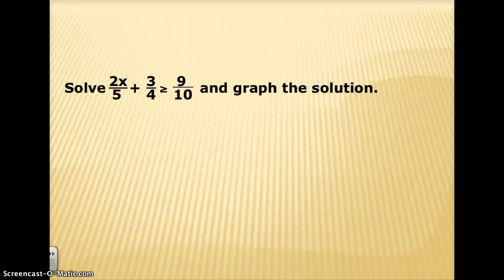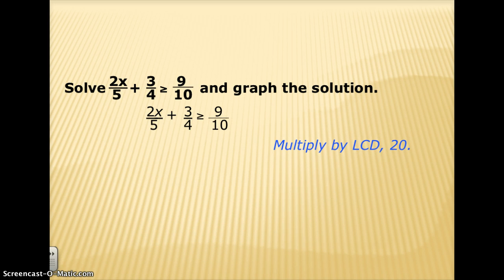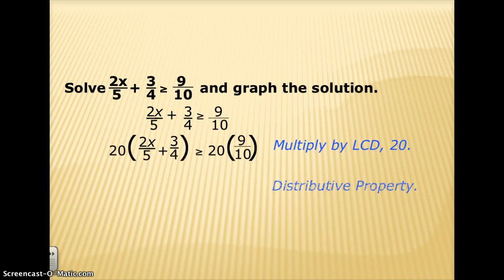Now we have fractions to work with. 2x over 5 plus 3/4 is greater than or equal to 9/10. Remember, you can always turn these to decimals. You can always leave them as fractions and work with them. Or if you want to eliminate fractions, you can multiply by a common denominator. So let's use that third method. Common denominator would be 20. So let's multiply everything by 20.